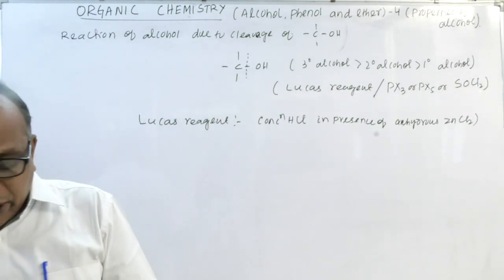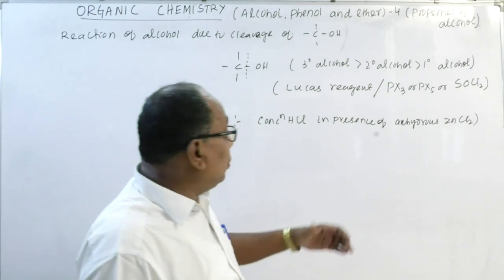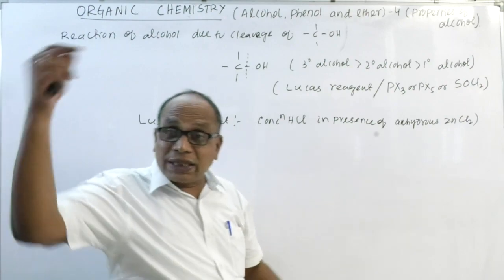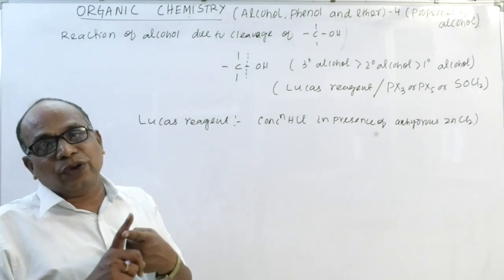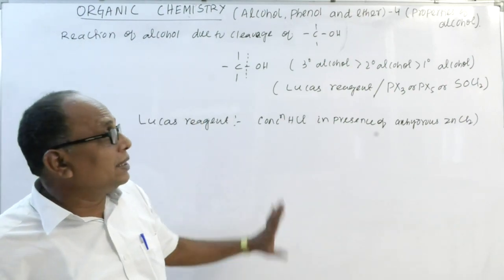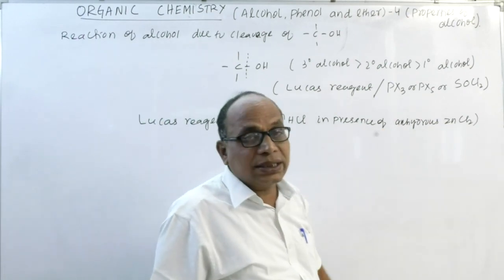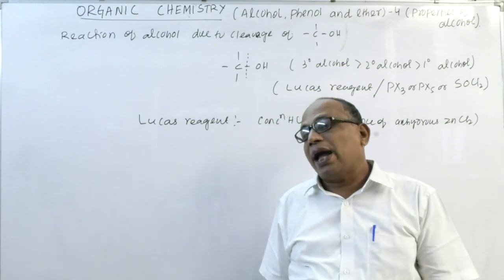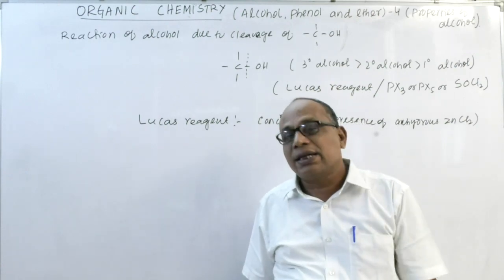Because why do we take anhydrous? The H of the HCl and the OH of the alcohol combine to form water, and this water can be removed in the presence of anhydrous zinc chloride. That's why we are using anhydrous zinc chloride as a catalyst.